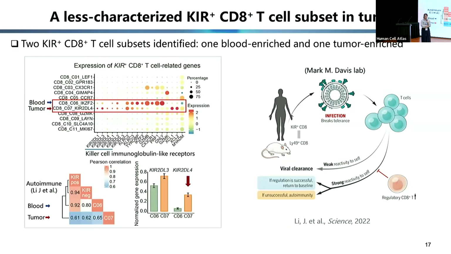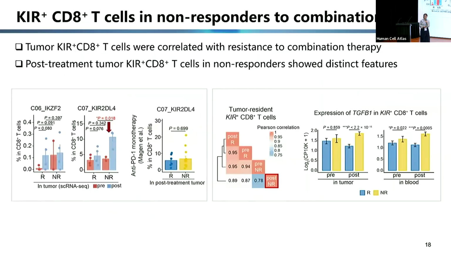These cells show molecular expression similar to natural killer T cells and NK cells. For the subsite enriched in the blood, they corresponded to those identified in infection and autoimmune disease published by the Davis lab at Stanford. But the tumor CD8 KIR populations show distinct transcriptome features.